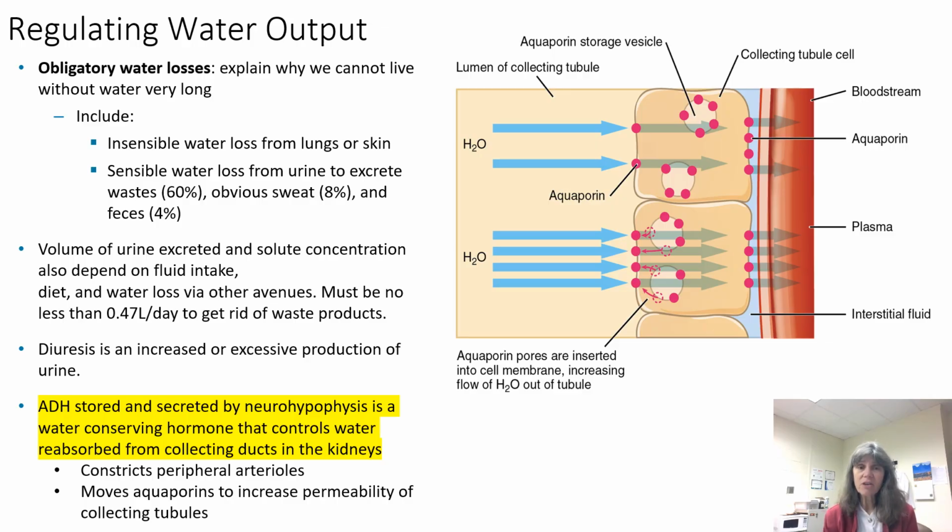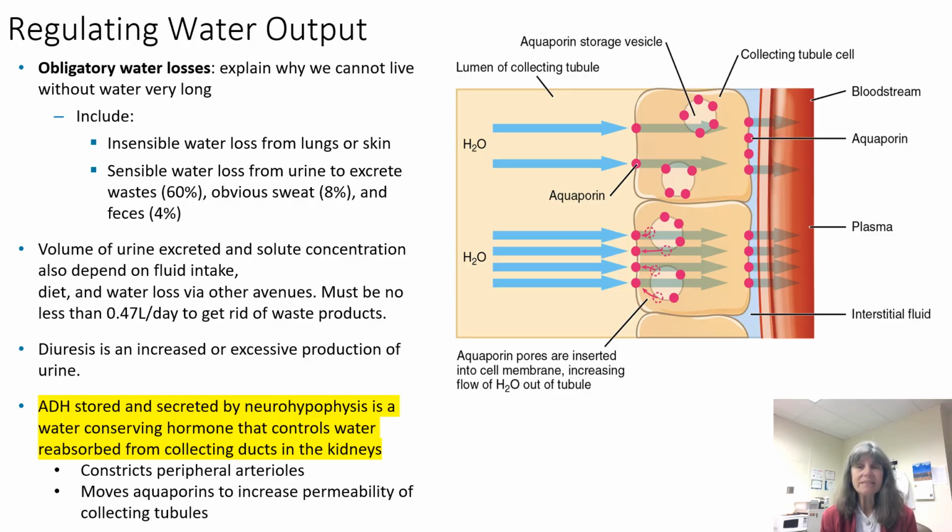So the volume of urine excreted and the solute concentration within urine are going to depend on fluid intake, on diet, and on water loss by other avenues. The volume of urine that we excrete on a daily basis must not be less than 0.47 liters per day in order to get rid of the waste products that we produce. So that's about ½ liter.